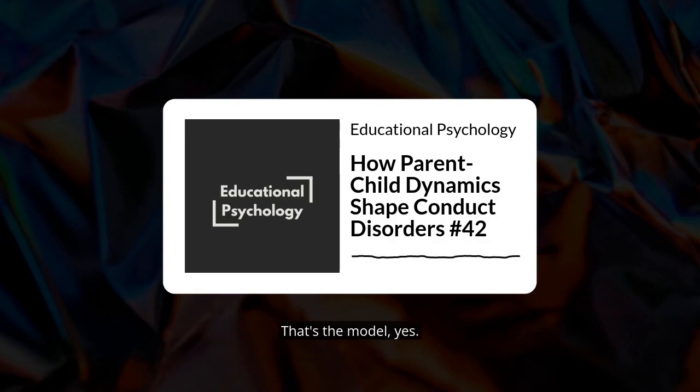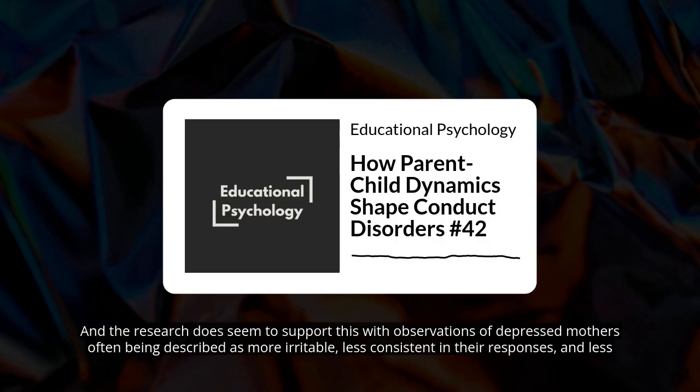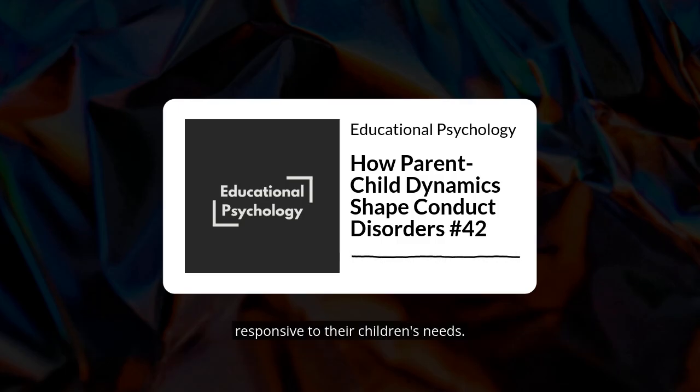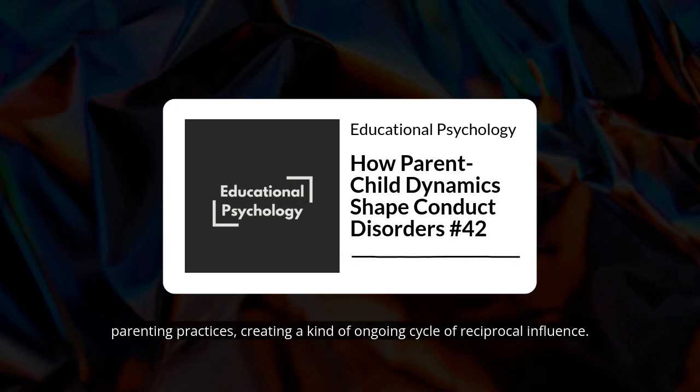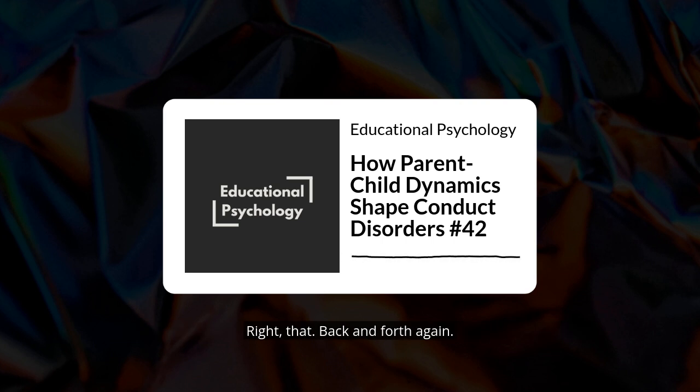That's the model, yes. And the research does seem to support this, with observations of depressed mothers often being described as more irritable, less consistent in their responses, and less responsive to their children's needs. Yes, but the paper also points out that the influence isn't always in one direction. A child's own temperament and behavior can also affect the mother's mood and her parenting practices, creating a kind of ongoing cycle of reciprocal influence. Right, that back and forth again.